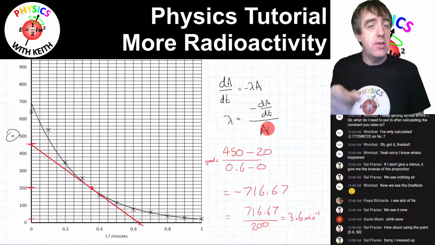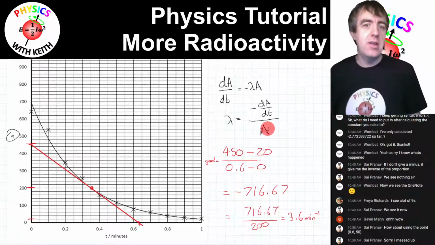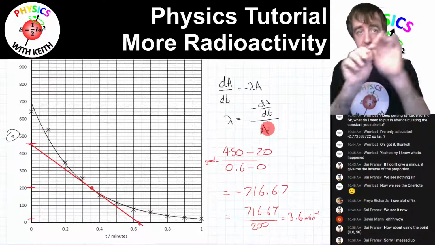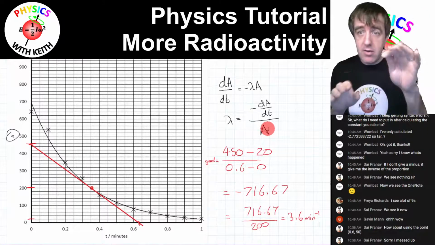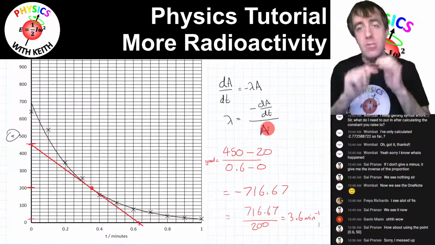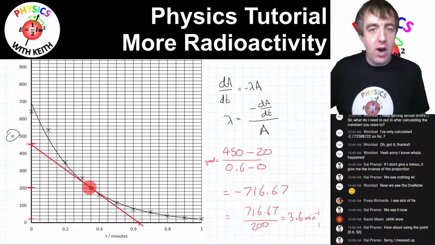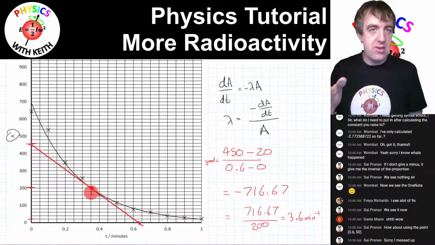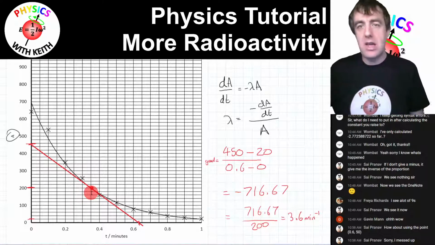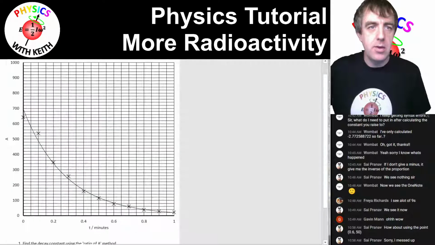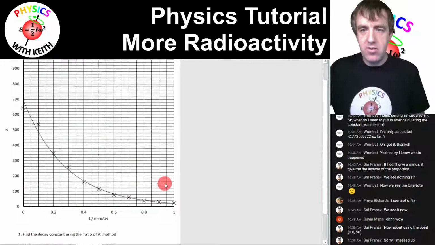There are other methods, but this is the graphical method to determine the decay constant from an exponential decay. Take the gradient at a point, divide that gradient by, well, minus that gradient divided by the value on the y-axis where you took the tangent. There's your decay constant.